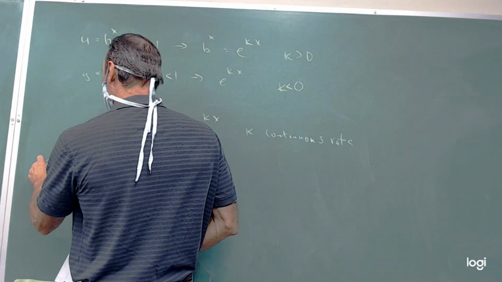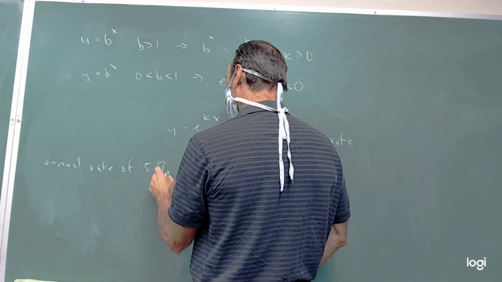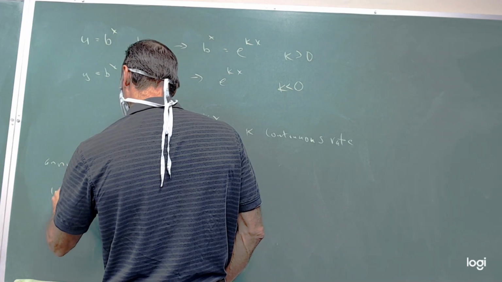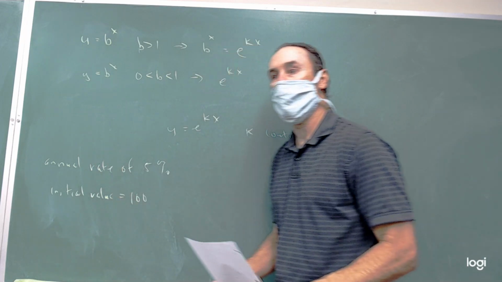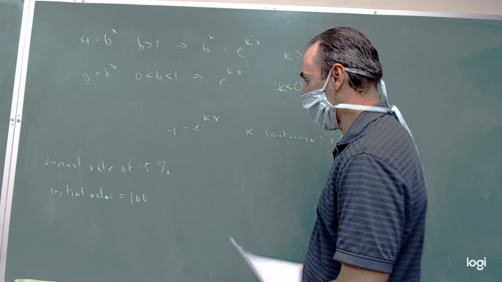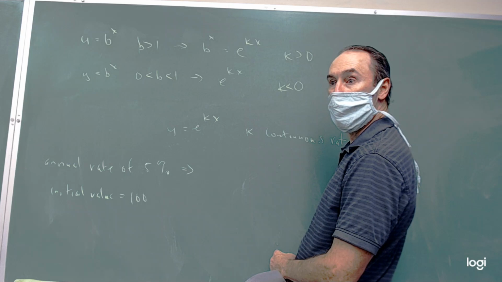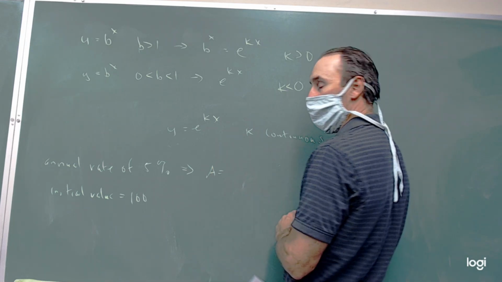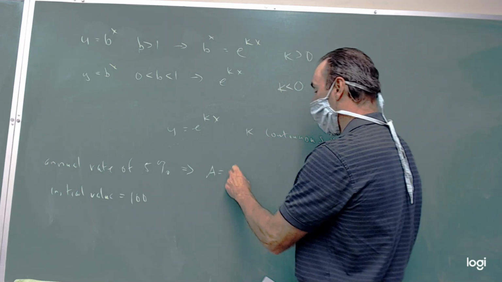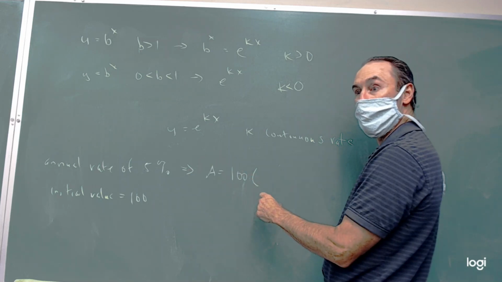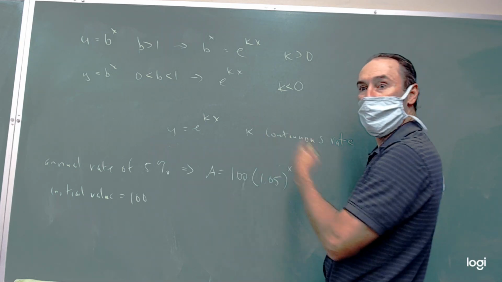So if we have an annual rate of, say, 5%, and let's say an initial value of, say, $100, then for an annual rate of 5%, our equation is going to be A is equal to 100 times 1 plus r, which is going to be 1.05 to the x, or t, or whatever you want to call it.